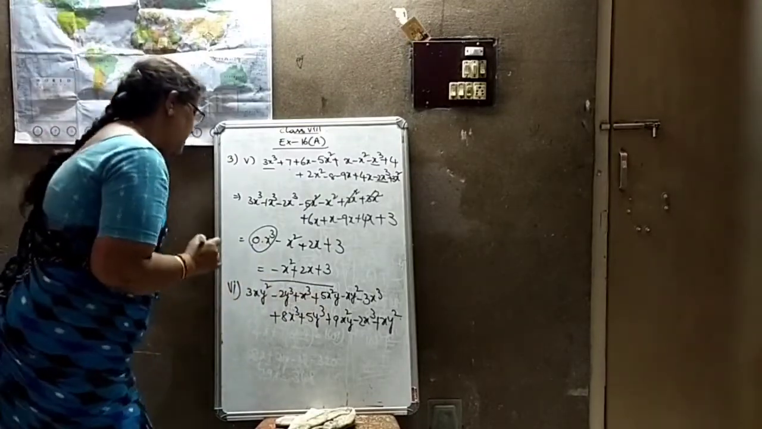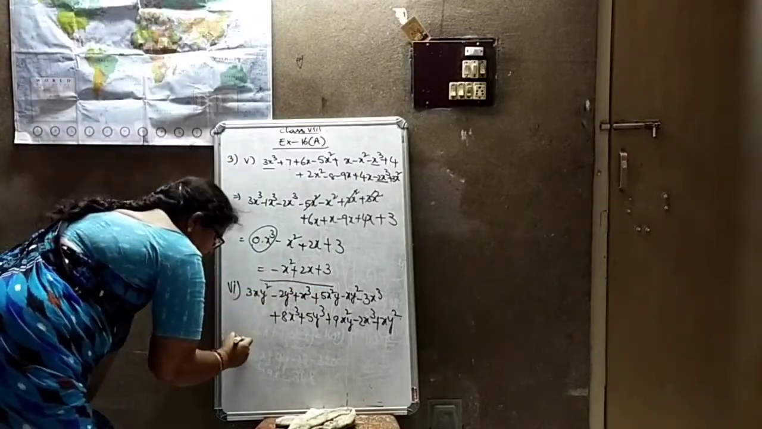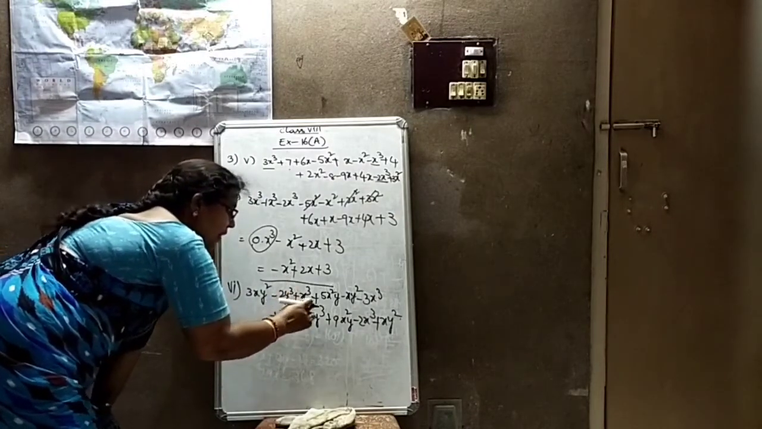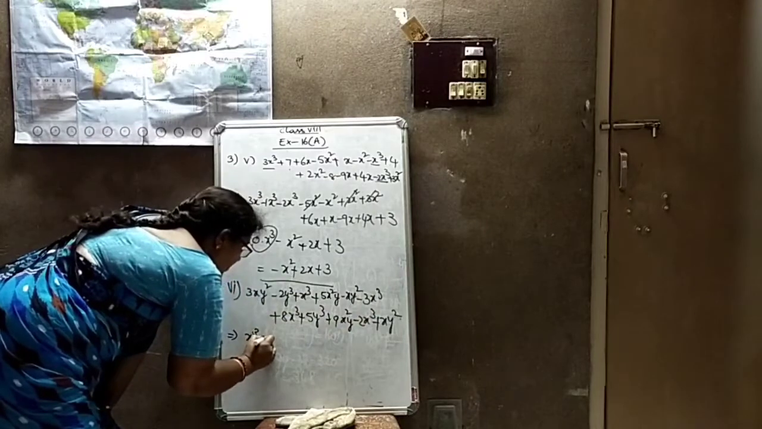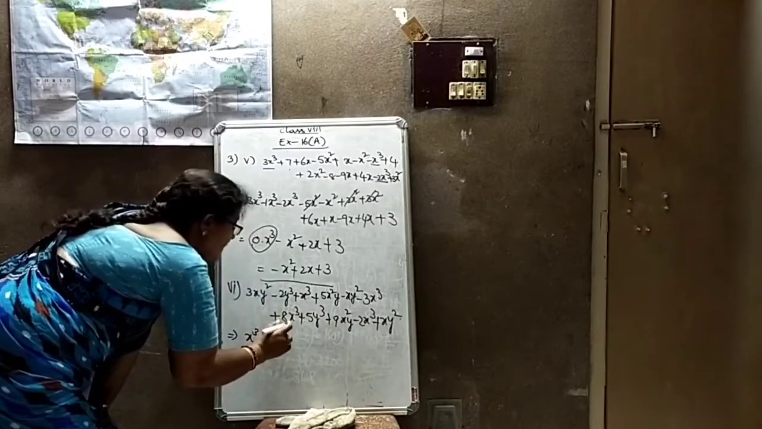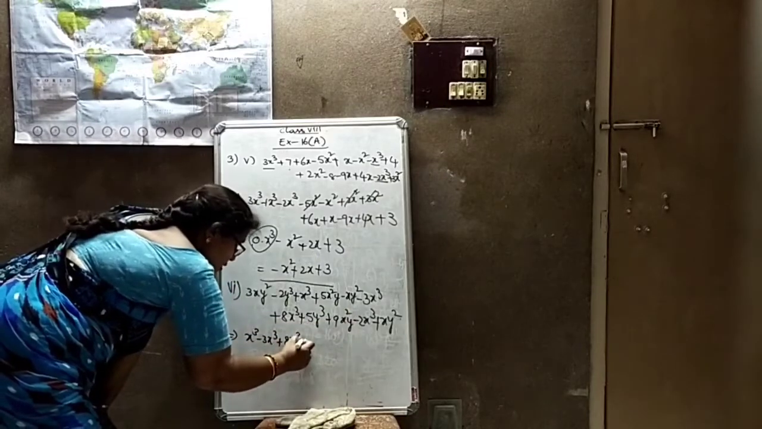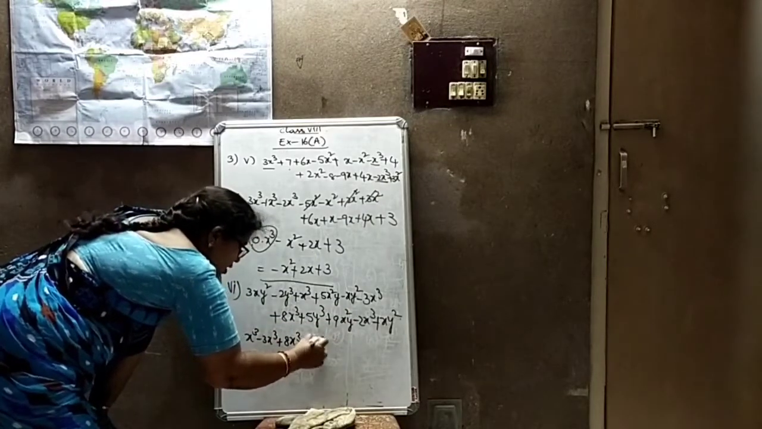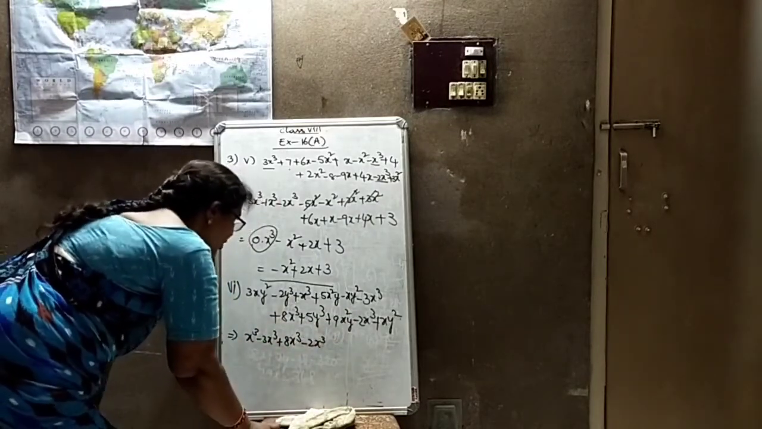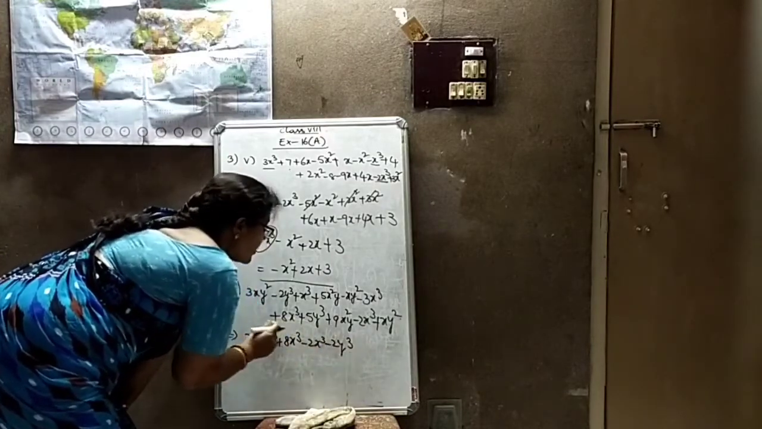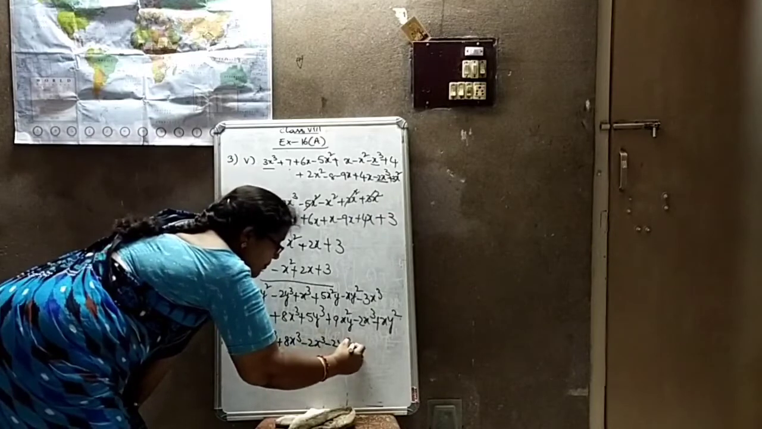Okay. Now first I am writing x cube. X cube. Anyway, minus 3x cube plus 8x cube minus 2x cube. All x cube terms I wrote. Y cube minus 2y cube plus 5y cube, that's it.